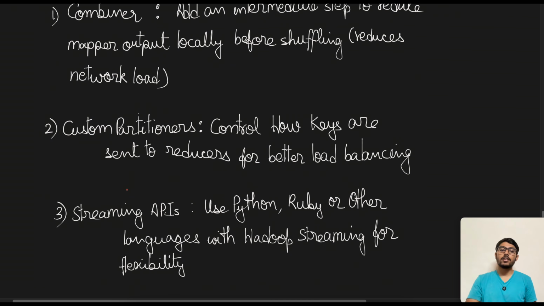The third is streaming APIs. Use Python, Ruby or other languages with Hadoop streaming for flexibility. So the APIs that do particular intermediate jobs can be made into streaming pipelines instead of one-off, so that the processing bits don't get accumulated and can be processed by the reducers in real time.